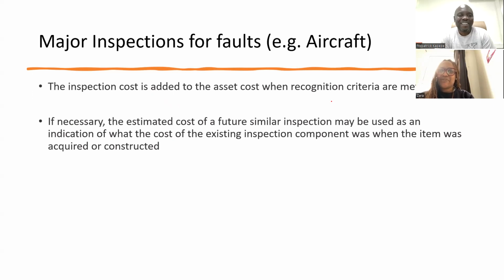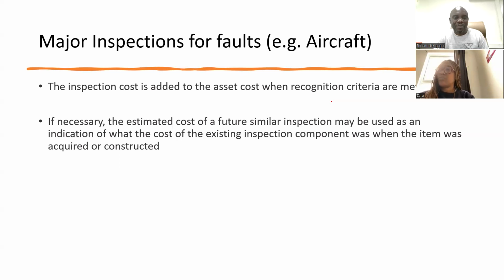So the major inspections for faults. We are now getting back to your conversation with your boss. The inspection cost is added to the asset cost when recognition criteria are met. Whatever costs are incurred when you're inspecting this particular major or significant part will actually be added to your cost, will be capitalized.